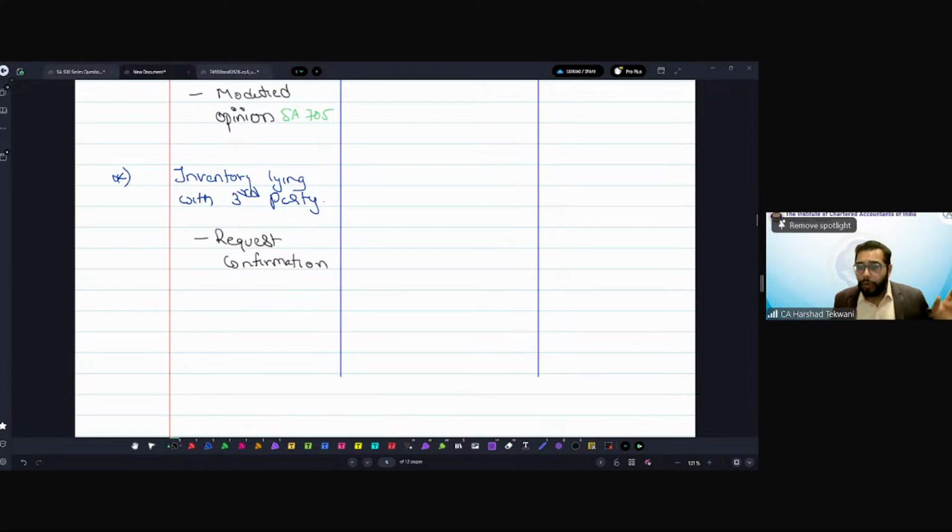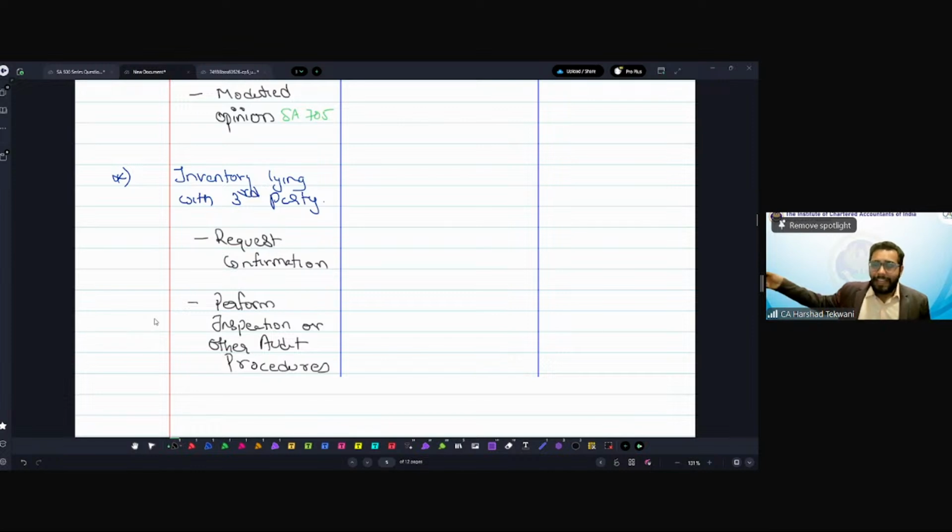But here also the question comes of the inconsistency, that you have some other evidence in your hand, from an external source, public media, which is pointing to something, and you have a doubt over the reliability of the information or the confirmation. In that case, you have another option to perform inspection or other audit procedures. Either you personally visit and inspect the inventory, or perform other procedures. Simple.